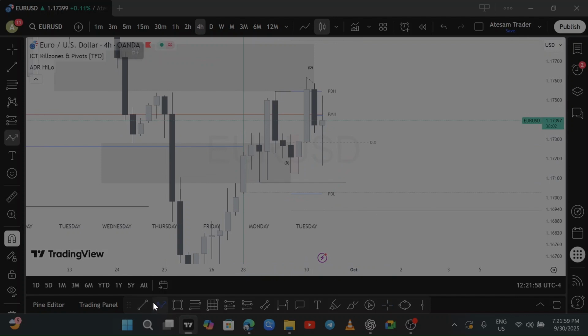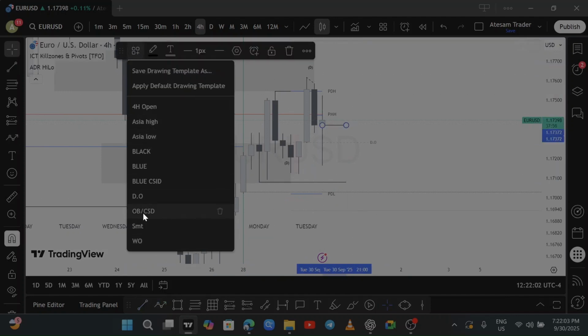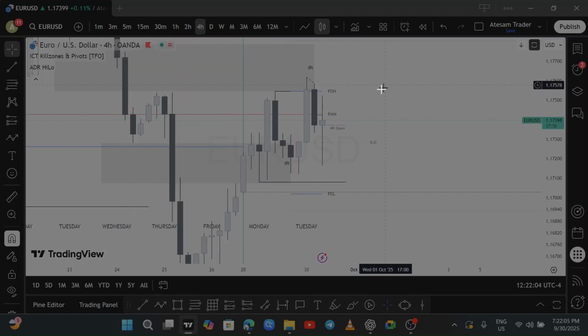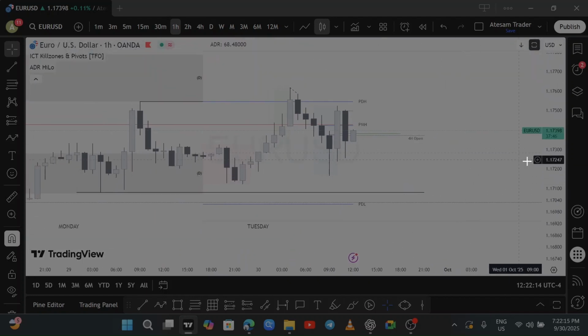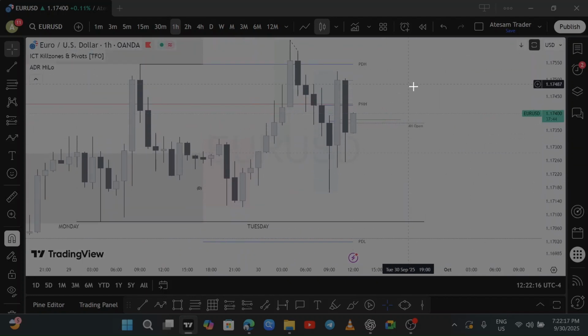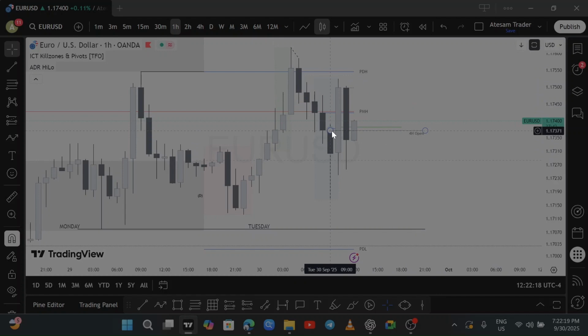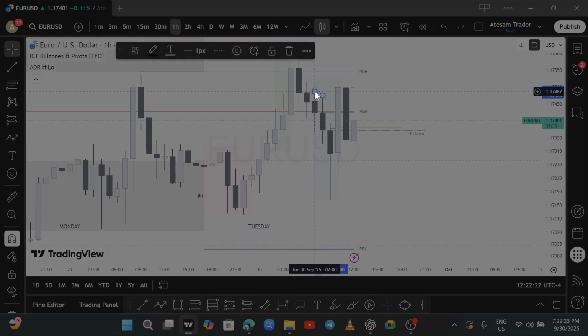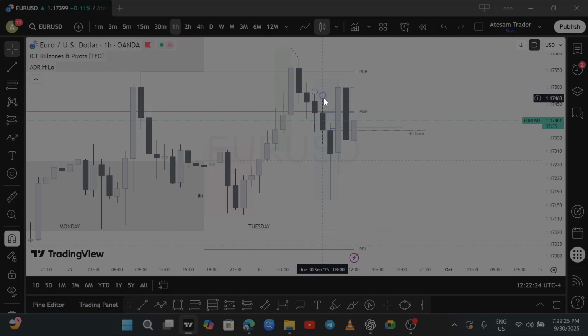But what happened? Let me mark this 9 a.m. open. This is the 9 a.m. open. So we form our swing point. Now we can look to take a trade in this 9 a.m. expansion candle to the downside. How I took entry? If you come to the 1 hour, we have SMT here with DXY. Okay, we have SMT here with DXY.